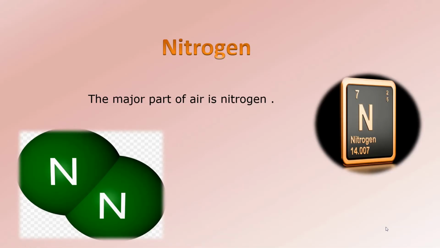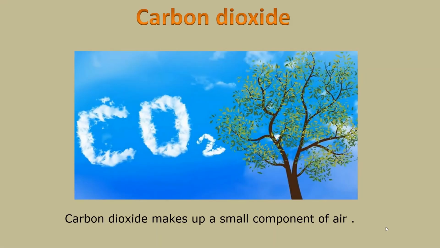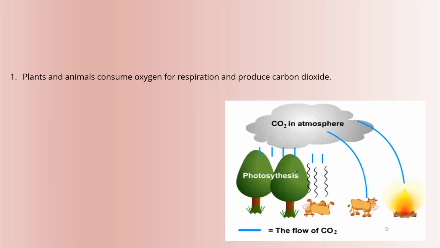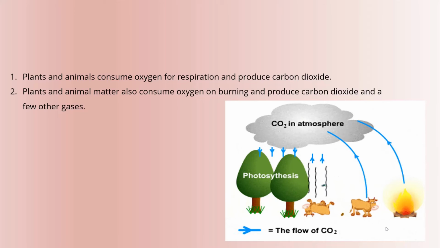Nitrogen. The major part of air is nitrogen. Carbon dioxide. Carbon dioxide makes up a small component of air. Plants and animals consume oxygen for respiration and produce carbon dioxide gas. Plant and animal matter also consume oxygen on burning and produce carbon dioxide and a few other gases. So these are the two processes through which carbon dioxide is added into the atmosphere.